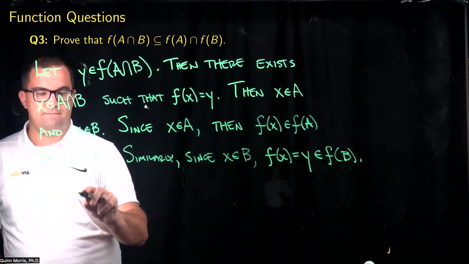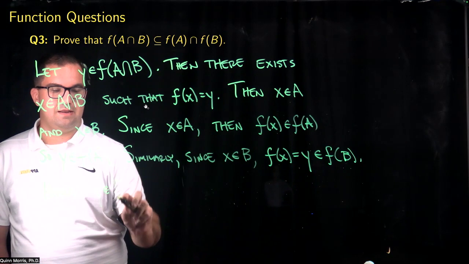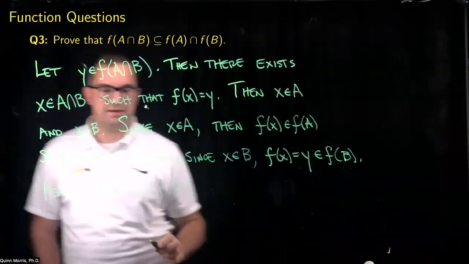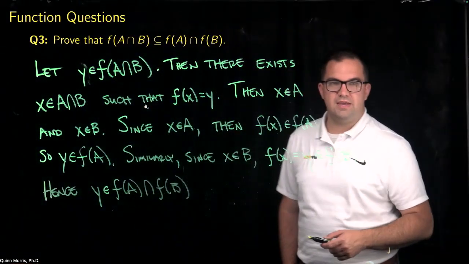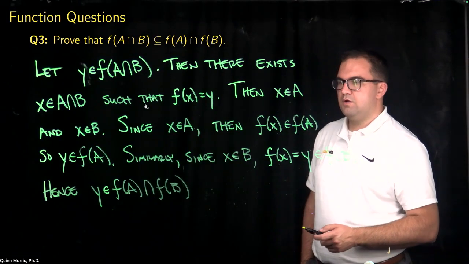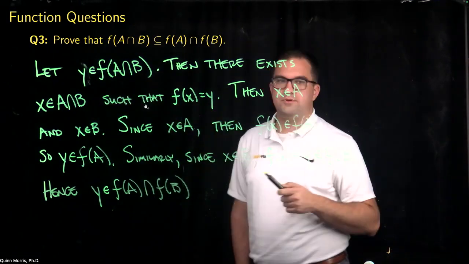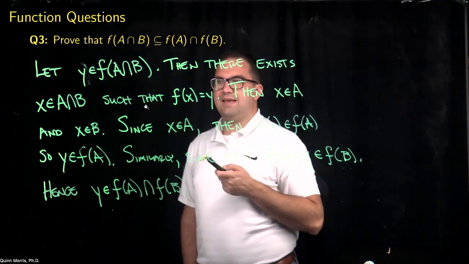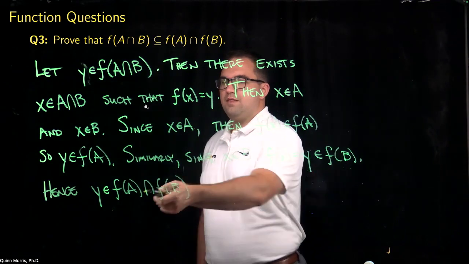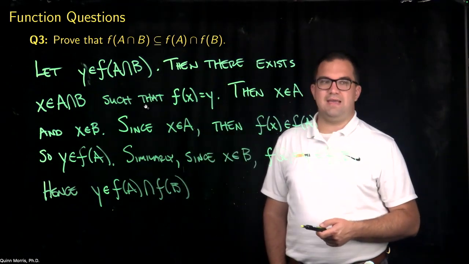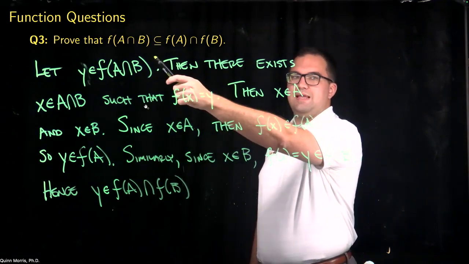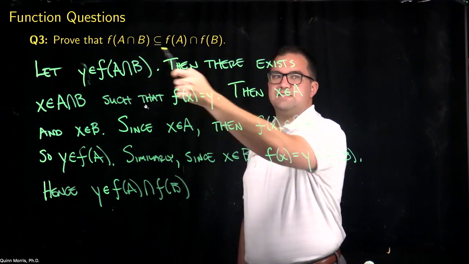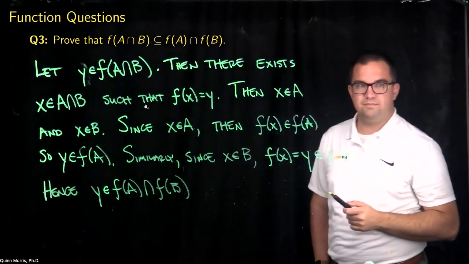Hence, Y has to be in f of A intersect f of B, because f of A intersect f of B are just all the things that are both in f of A and f of B. So now what have we done? We've started with something arbitrary in f of A intersect B, and we've shown that if you take anything in f of A intersect B, that has to be in f of A intersect f of B. So we've now shown that anything that lives in this set must also live in this set, and therefore this set is a subset of this set.